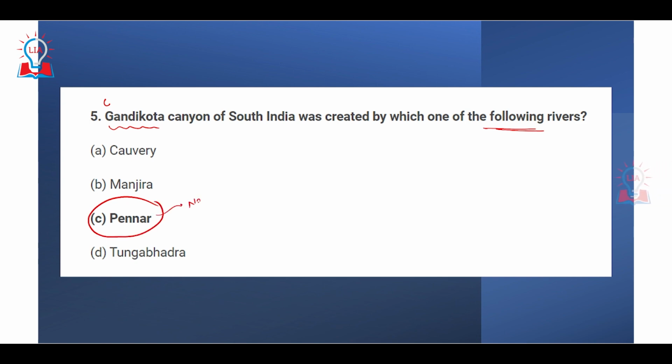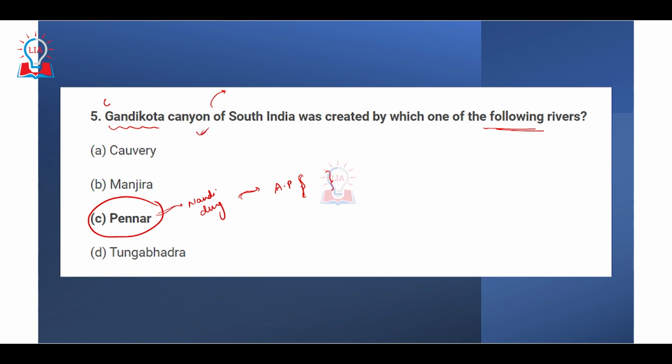The Penna River originates from the Nandidurga hills of Karnataka, and then it flows in the state of Andhra Pradesh. It is in Andhra Pradesh where the Pennar River, which is also called the Pennaru River, has carved out a very deep canyon, which is many times compared to the Grand Canyon of North America, that is the USA as well. That is the Gandikota Canyon.